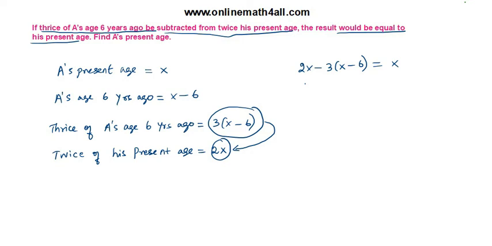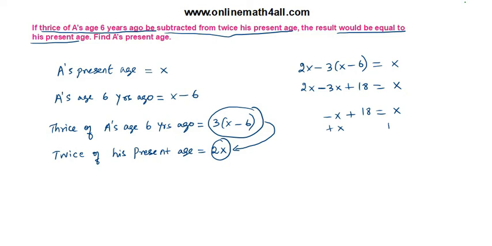Okay, let us solve for x in this equation. So 2x, you have to distribute this negative 3 to x and negative 6. When you do it, you will be getting negative 3x, negative times negative will become positive, 3 times 6 is 18, is equal to x. So when you combine the like terms here, 2x and negative 3x, it will be just negative x, positive 18 is equal to x.